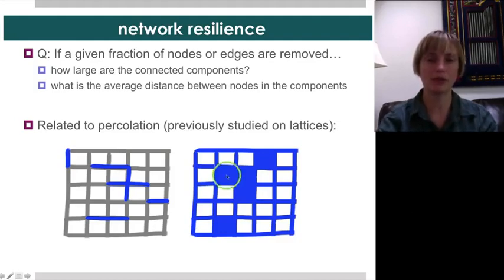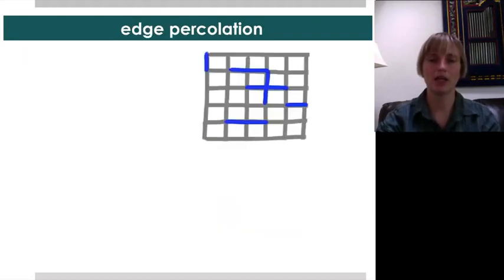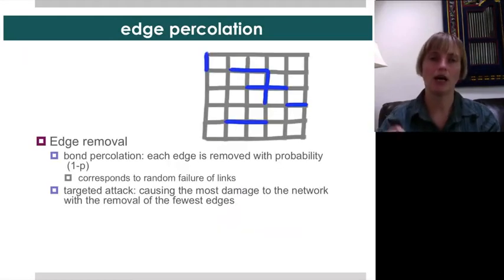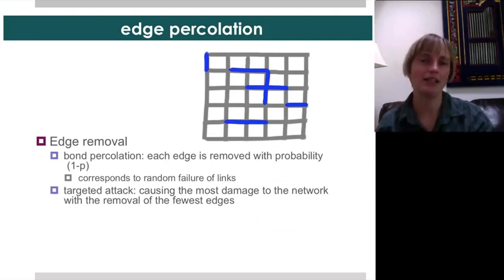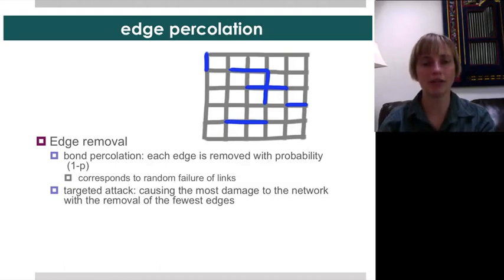The other type of percolation is node percolation, and here we've kind of switched representations a bit because each of these squares is a node and it's simply connected to the 4 closest neighbors, and now each of those squares is either occupied or not, and we're going to see what effect that has on the connected clusters. So first, edge percolation, we're going to remove each edge with probability 1 minus p, meaning that each edge is there actually with probability p, and this just is corresponding to the random failure of links.